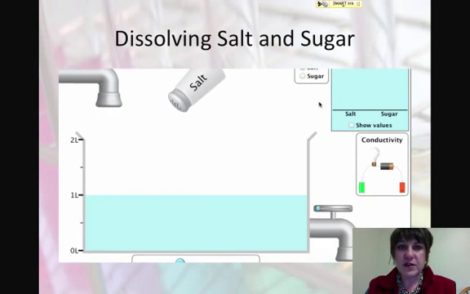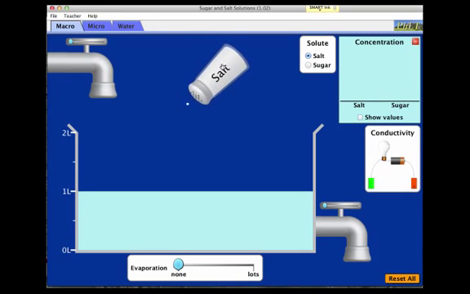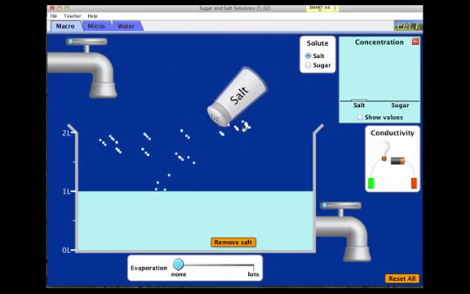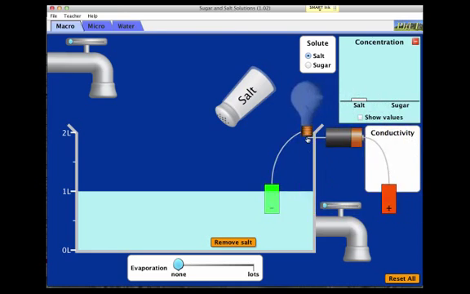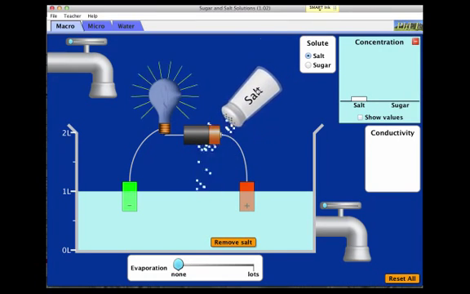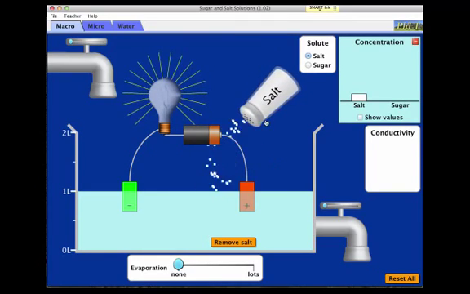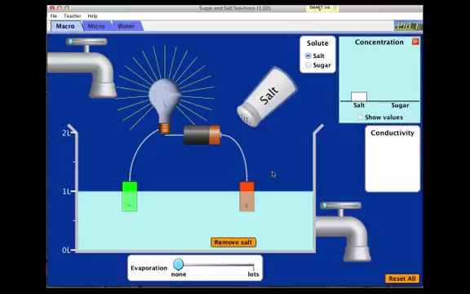So let's take a closer look at dissolving two substances, salt and sugar. The first thing we'll need to do is add some salt into the water. There we go, shook some salt in. And now let's see, one of the properties of a solution is that it would conduct electricity. So I connected my battery and my electrodes, and what do you know? The light bulb turns on. The more salt I add, the brighter the light bulb gets because I'm adding more charged particles to my solution.